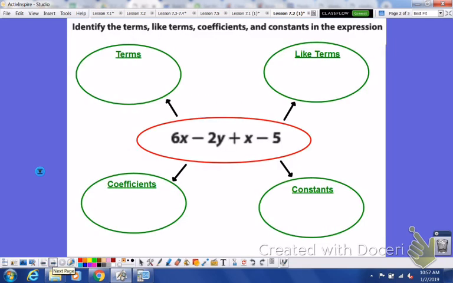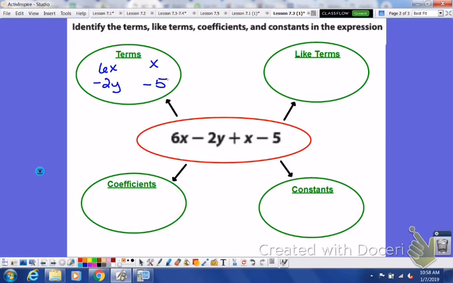Okay, so if we look at the expression 6x minus 2y plus x minus 5, we want to pick out the different pieces and fill them into our bubbles here. So first vocab word, your term. That was each part that was separated by the addition or subtraction. So each of these is a term. We have 6x, we have negative 2y. When there's subtraction, make sure you make it negative. There's an x, and then there is a negative 5, so there are 4 terms.